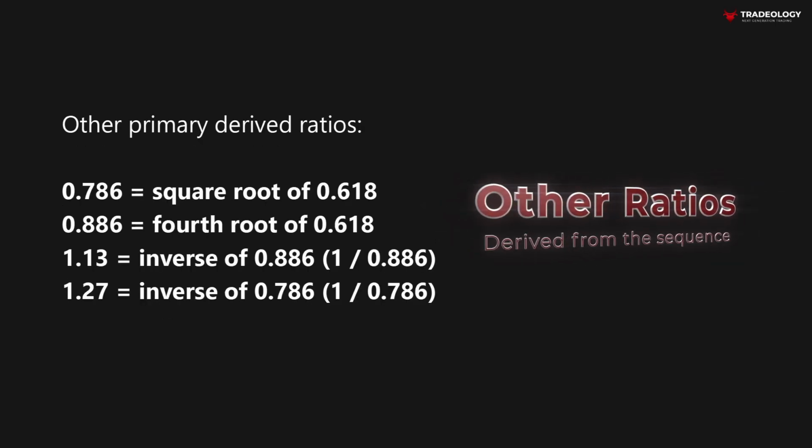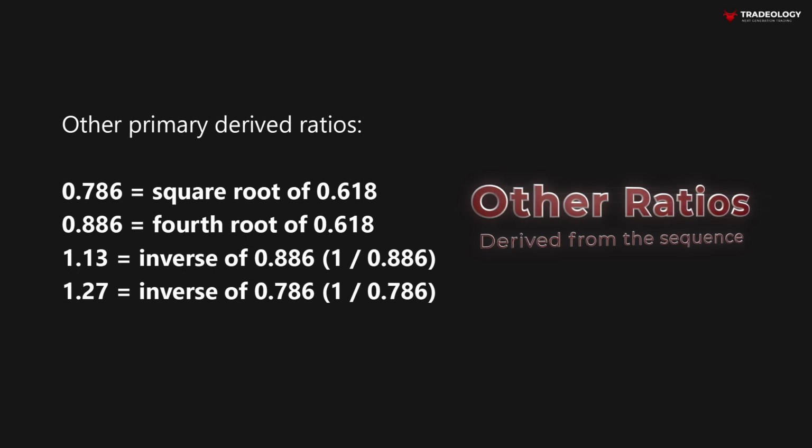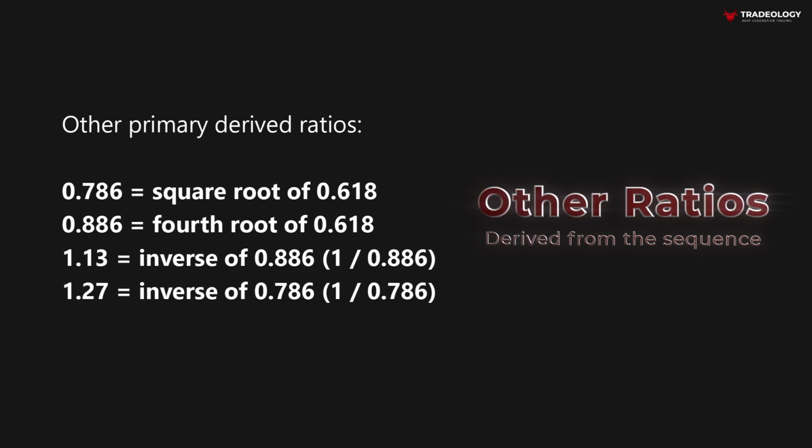Other primary derived ratios are the square root of 0.618, 0.786, the fourth root of 0.618, 0.886, and the inverse of 0.886, or 1 over 0.886, 1.13, and the inverse of 0.786, or 1 over 0.786, which is 1.27. You don't need to know the actual derivatives here, but the final results we'll get to shortly.